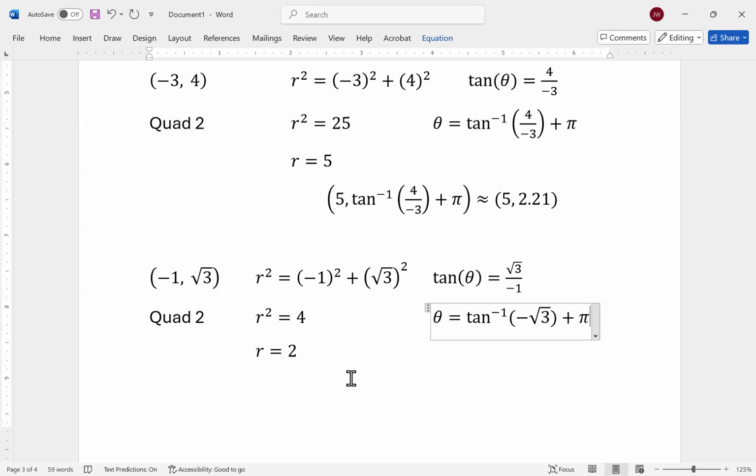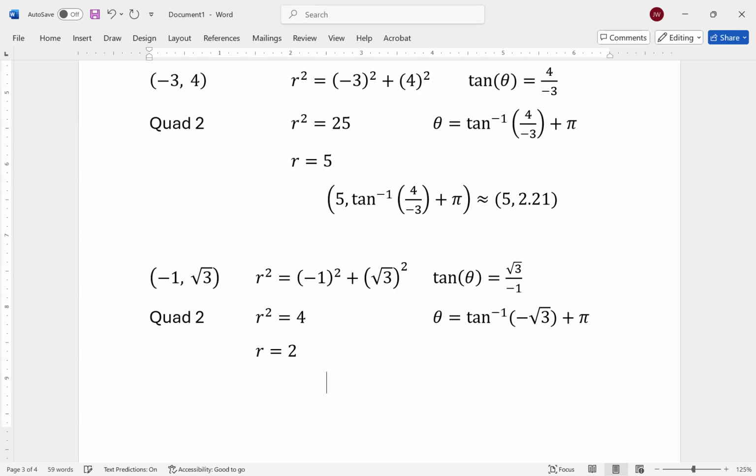And I'm tacking on a plus pi because if I just looked at the angle that I got when I do inverse tangent of negative square root of 3, I get negative 1.05 roughly, which is in quadrant 4. So when I add pi to that, I get back into quadrant 2.